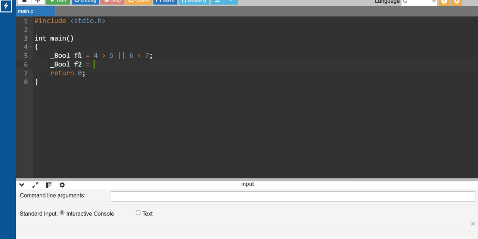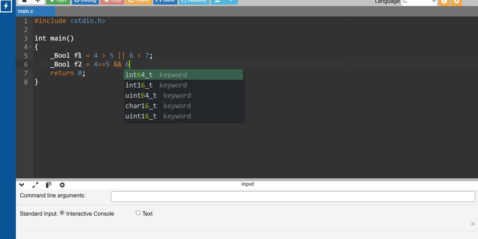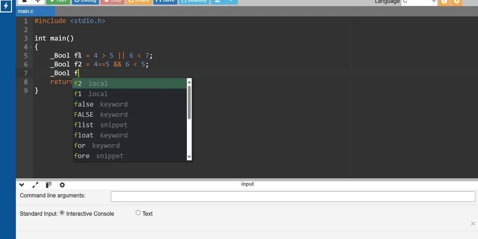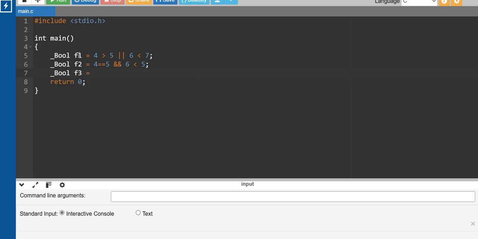Okay, now suppose 4 equal to 5 and logical AND, and then suppose 6 less than 5. Okay, so we'll see. Third one, so let us take all the examples. 4 not equal to 5 and logical AND operator 6 greater than 5.